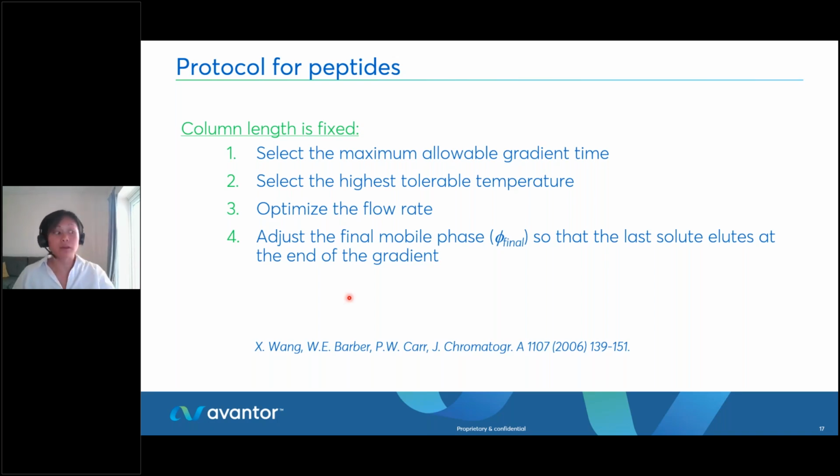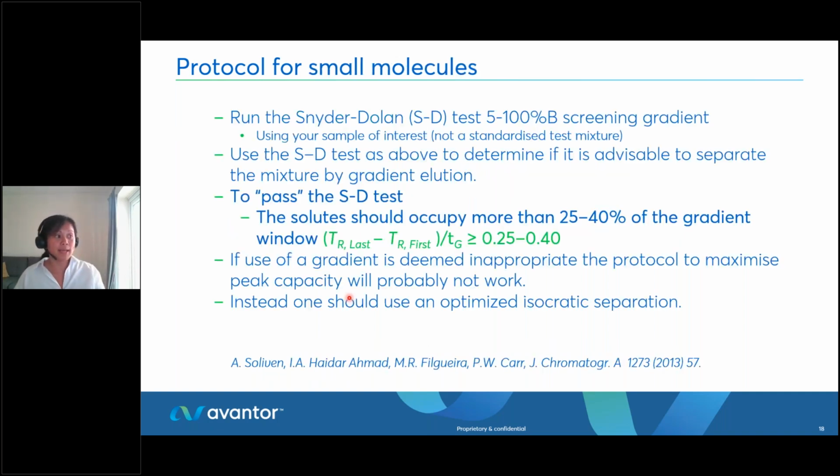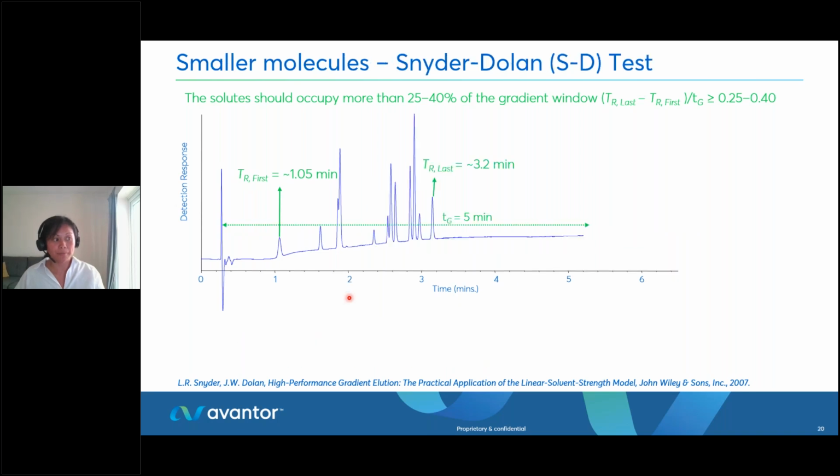And then later on, you're going to have your flow rate decision. But what that's going to do is really assist the gradient compression effect. And then the last decision is to make sure you maximize that gradient time for your sample separation, for both the peptide and the small molecule approach.